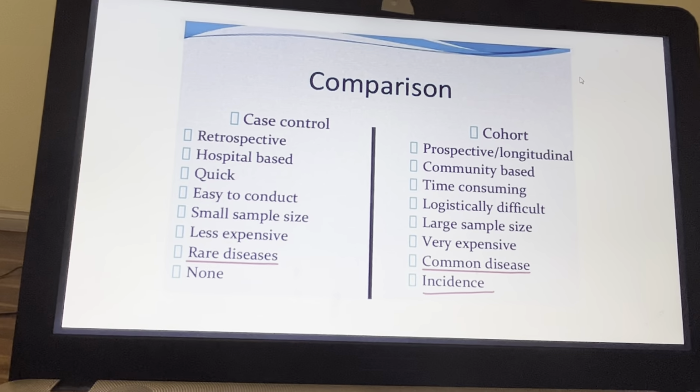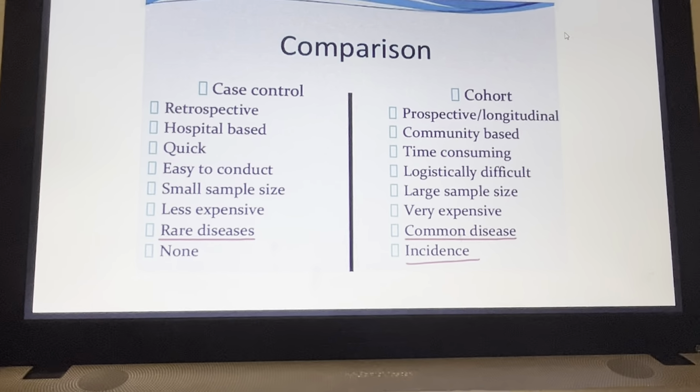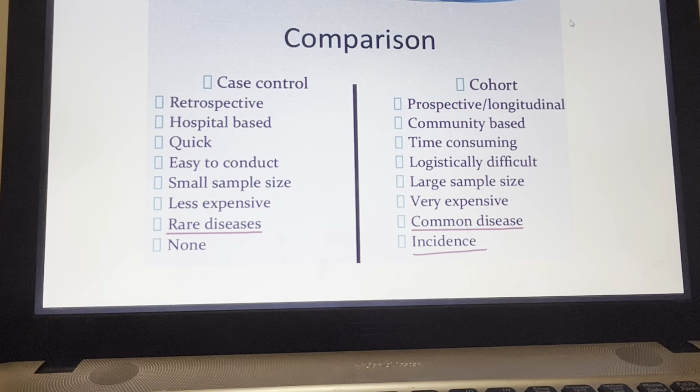Then we have the comparison. So let's compare these two studies. The first is case control, as it is retrospective, from the past, whereas cohort can be prospective as well as retrospective. Like if we are doing a cohort and we collect the information from the last 5 years, then it will be retrospective.